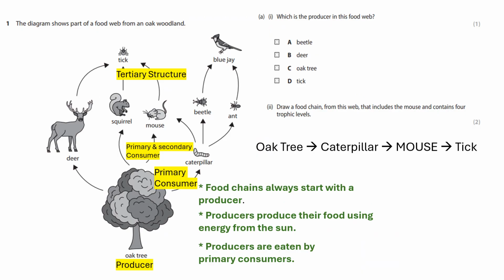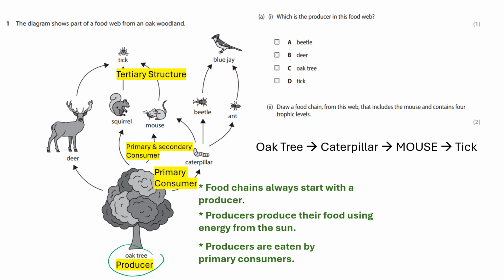Okay, so the first question shows us, the diagram shows a part of a food web from an oak woodland. We have our producer, which is the oak tree, over here. And then we have our primary consumer, which is the caterpillar. And then we also have the mouse, which is considered the primary consumer and secondary consumer.